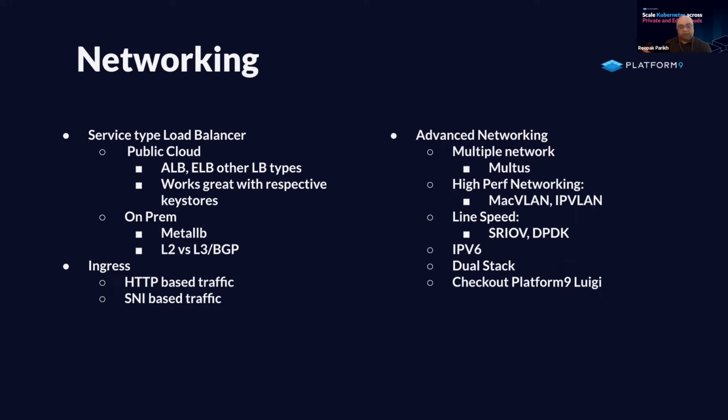So at Platform 9, we have advanced networking enabled in our product, where you can have multiple networks using Multus. If you're running on public cloud, you can have MACVLAN or IPVLAN kind of features for high performance. And if you're going further, specifically on hardware, you can use something like SR-IOV and DPDK, or IPv6 if you're looking for IPv6. That's also available now.